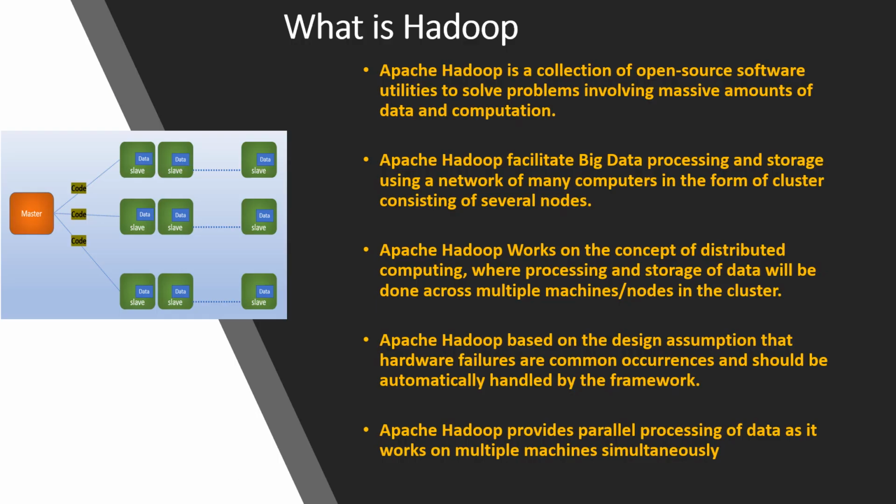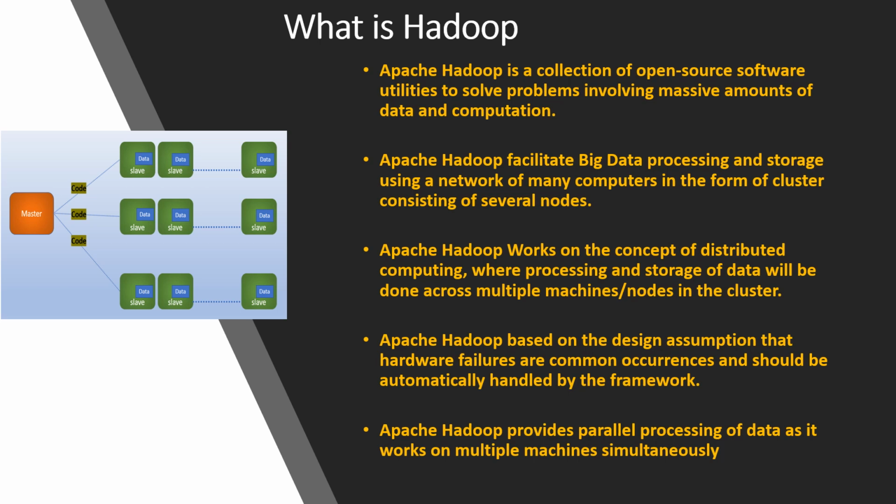So guys, let's start. Apache Hadoop is a collection of open source software utilities to solve the problem of big data storage and processing. So Apache Hadoop is meant to facilitate the big data processing and storage, and it works on the concept of distributed computing, where this big data processing and storage will be done across multiple nodes in the cluster. So the load would be shared across a number of different nodes that will process the small amount of data in parallel, and eventually all those results would be collated and the entire batch process would be completed.